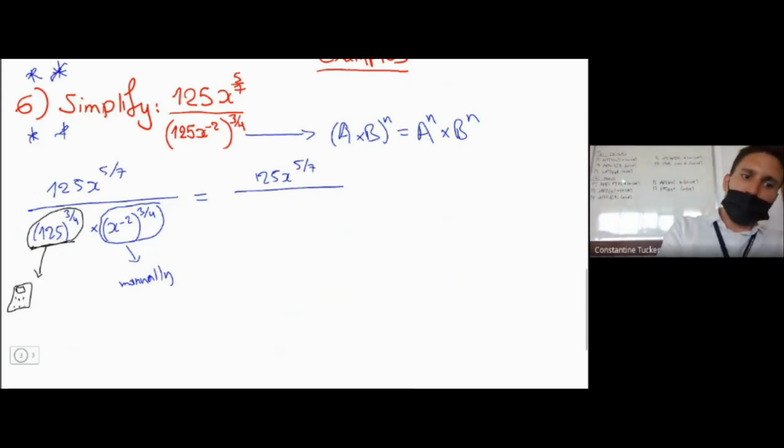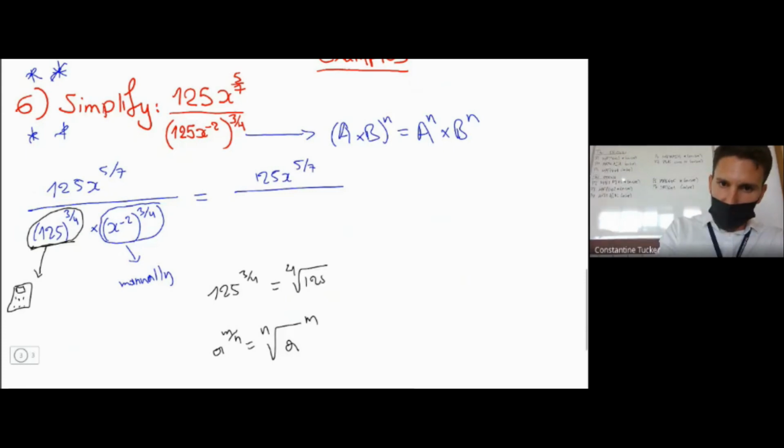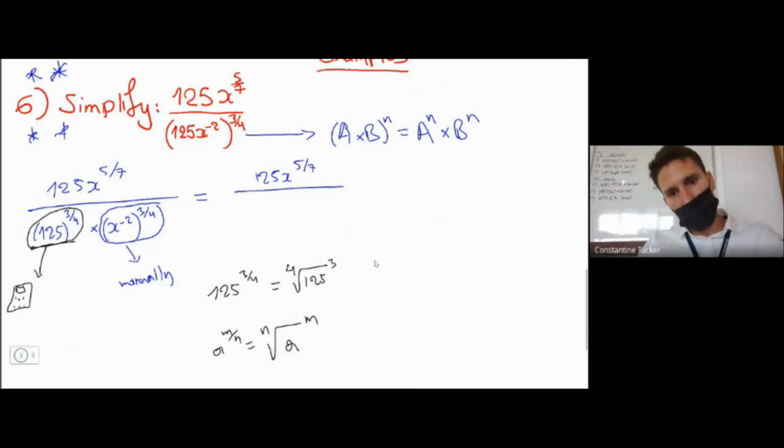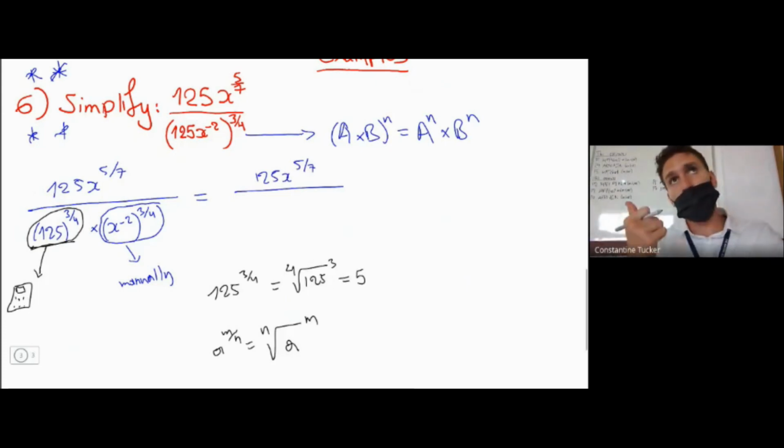So if you put this into the calculator, it will tell you straight away, but I'll do it using the rule I mentioned previously, that a to the power of m over n is the nth root of a, all raised to the power of m. So here, that is the quartic root of 125, and all of that raised to the power of 3. Fourth root, or quartic root of 125, is equal to 5. Because 5 times, or is that 125?